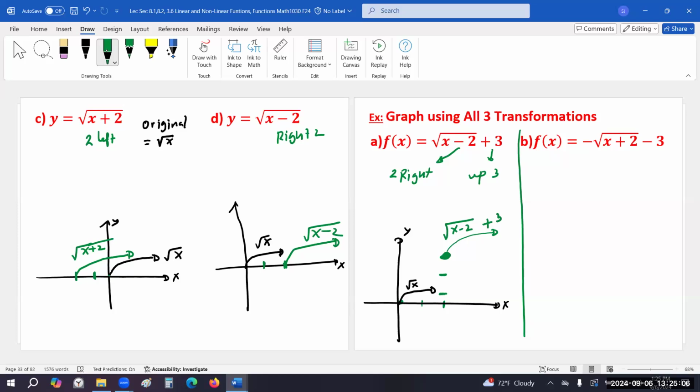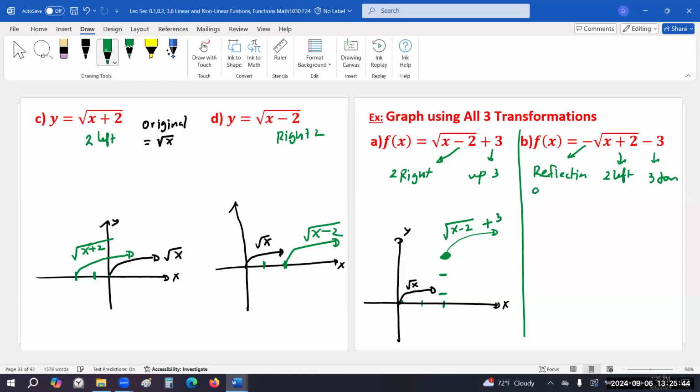How about the next one? How many transformations do we have? Two left, 3 down, perfect. And how about the negative sign? It's a reflection about the x-axis. It means the same graph will not be just above, it will be below the x-axis.